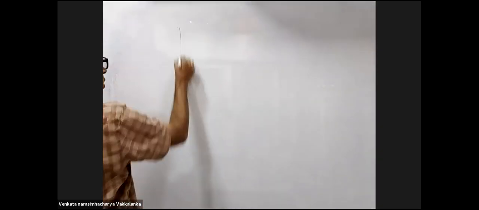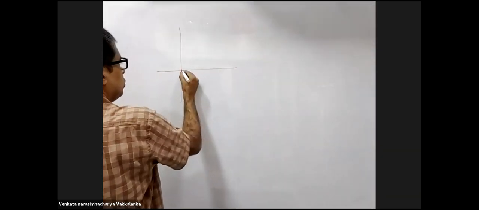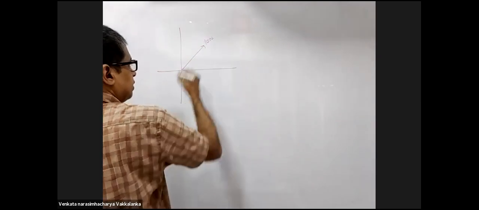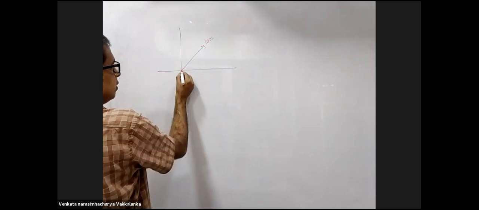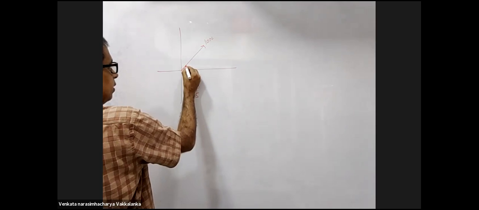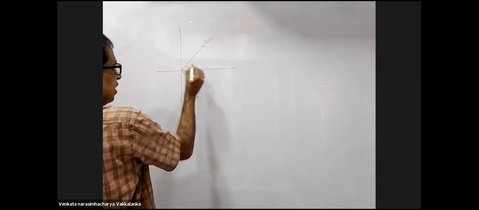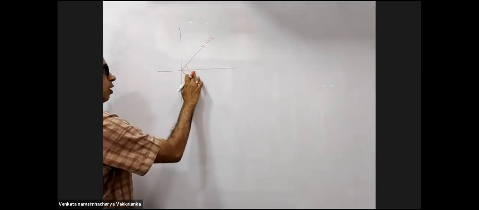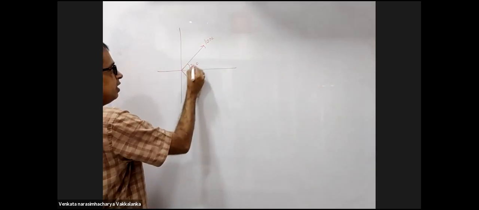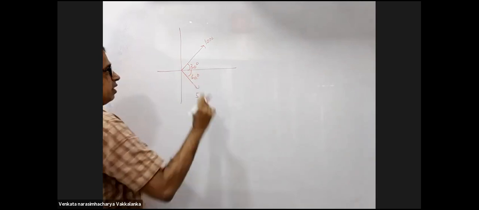No. When you want to add multiple vectors, two procedures are suggested. First procedure, have a look at this. Suppose I have a vector of say 10 Newton, and another vector of 5 Newton. This angle is given as theta, or I take this to be 30 degree and this to be 60 degree.